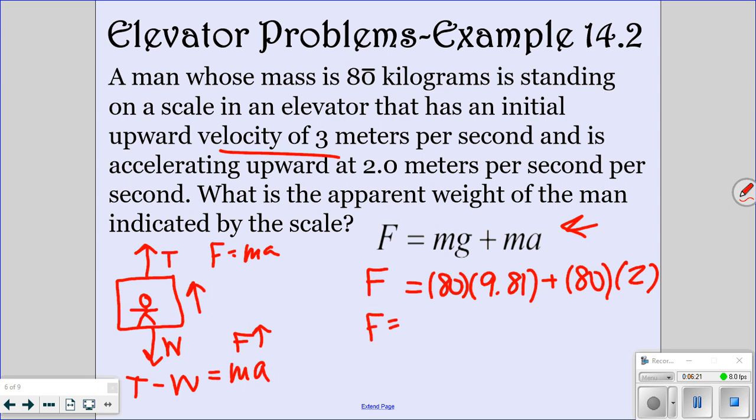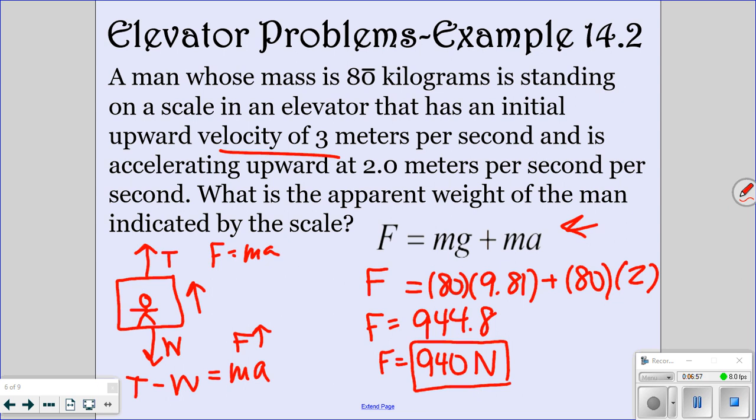So all you're going to do is multiply and add those together. And I get 944.8. And how many sig figs are we going to have in our answer? Hopefully you said 2. So we're going to have 940 and then newtons for your units. Okay, so that's how you can do an elevator problem.